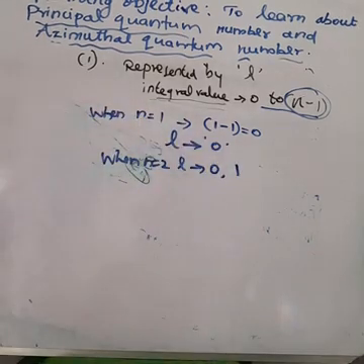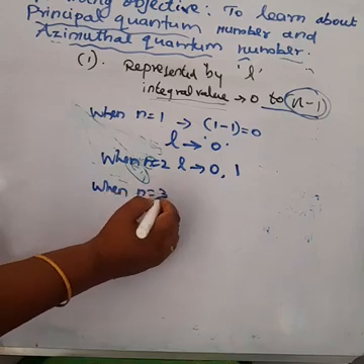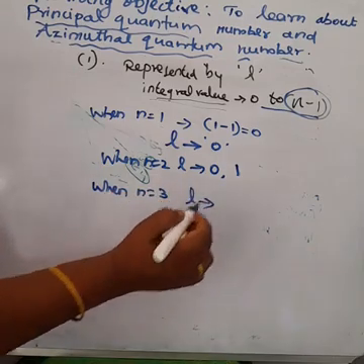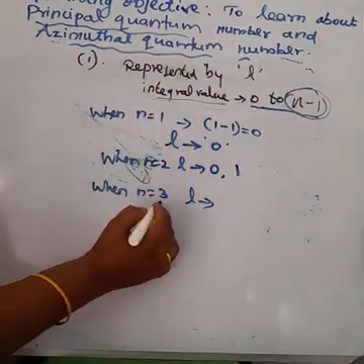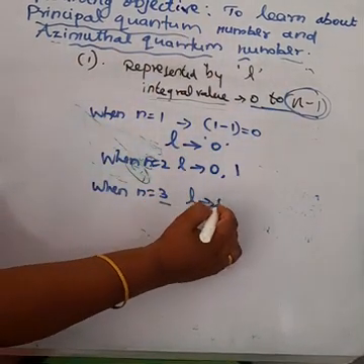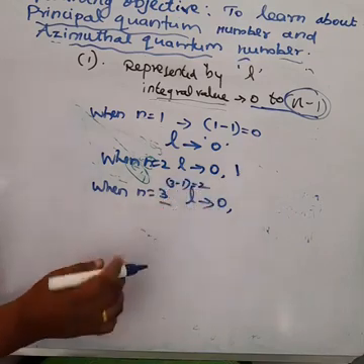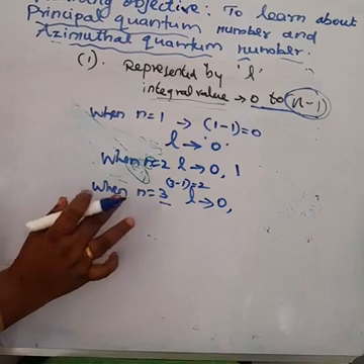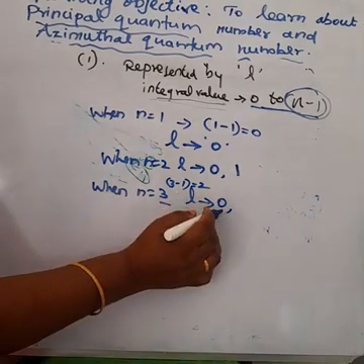When n is equal to 3, what is the integral value of L? We start from 0 to n minus 1. Here we are taking 3, so 0 to 3 minus 1, we get 2. So the integral values of L are 0, 1, 2.